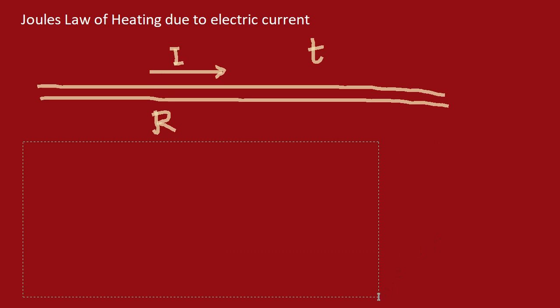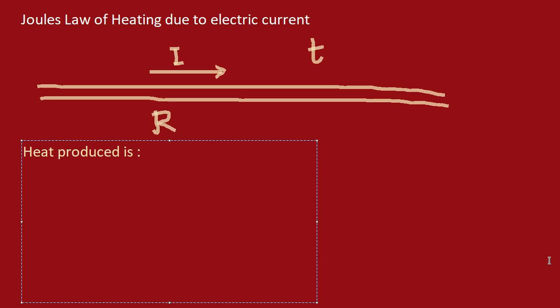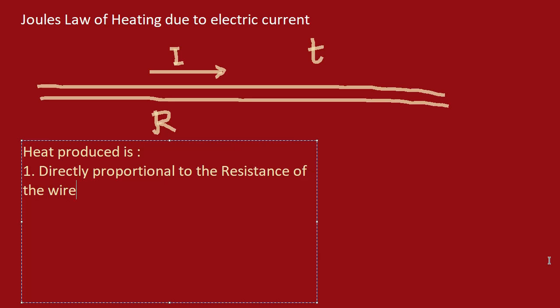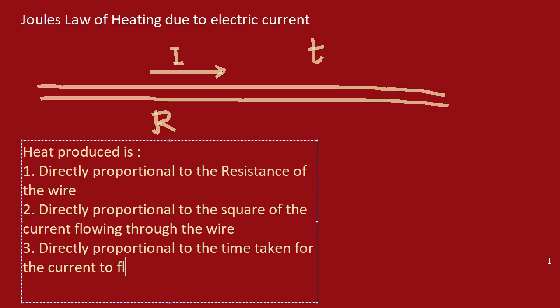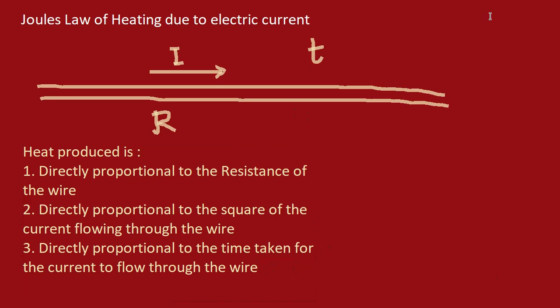We can see that the heat which is produced in the wire is, number one, directly proportional to the resistance of the wire, number two, directly proportional to the square of the current flowing through the wire, and third, directly proportional to the time taken for the current to flow through the wire. So the heat generated in the wire depends upon these three factors.